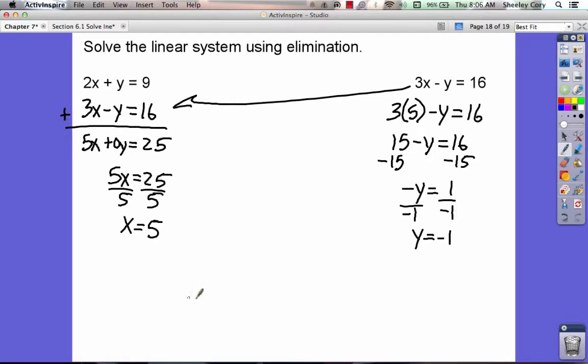Let's check them. We're going to plug them into each of these. So 5 goes in here, negative 1 here. 2 times 5 is 10, minus 1 is 9. So that works out. We're going to take 5 here, negative 1 here. 3 times 5 is 15. Minus a negative means plus 1, so 15 plus 1 is 16. So this is an answer and this is an answer.